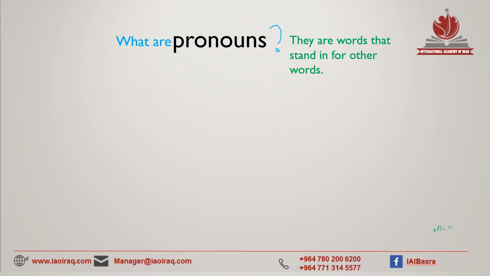So let's look at some examples of pronouns. These are just a small few. There are many, many different other ones: he, she, it, and her. Let's go through some examples in sentences. Okay, John is doing his homework. Let's circle the pronoun. His.